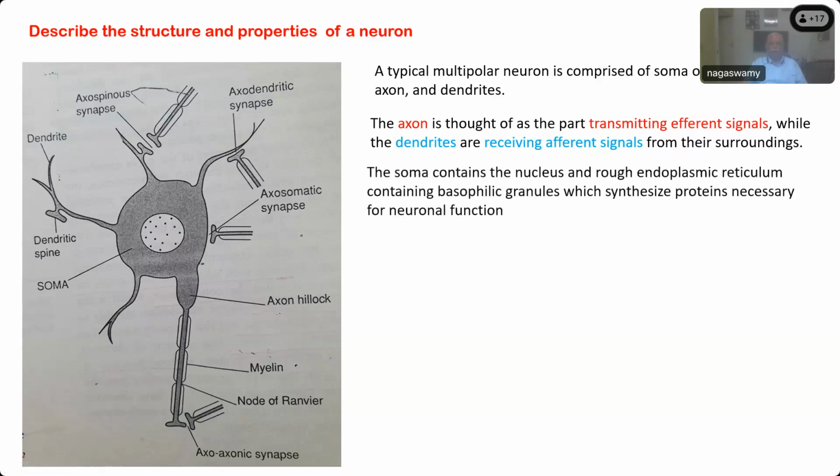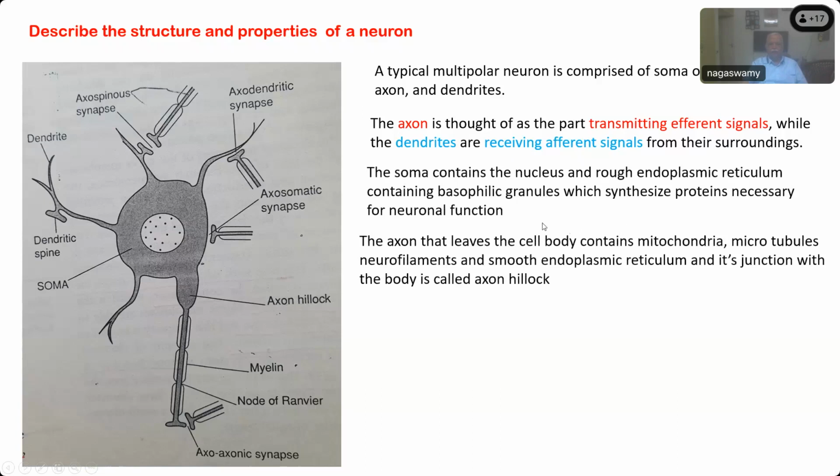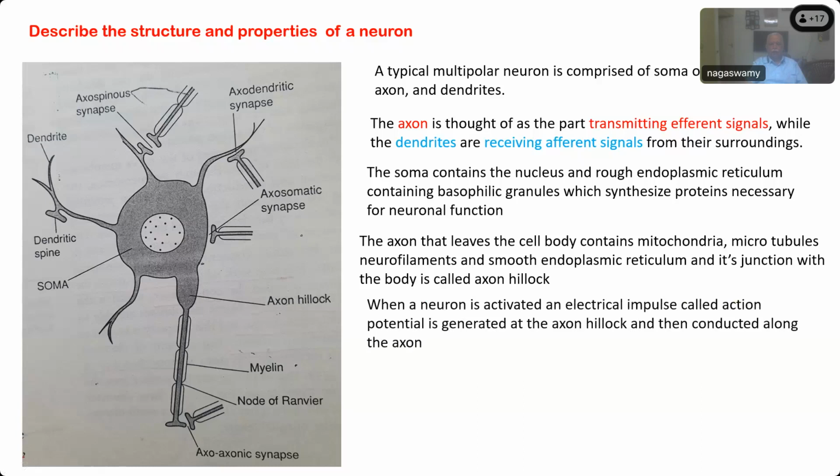And the soma contains the nucleus and a rough endoplasmic reticulum containing basophilic granules, which synthesize proteins necessary for neuronal function. The axon that leaves the cell body contains mitochondria, microtubules, neurofilaments, and smooth endoplasmic reticulum. Its junction with the body is called the axon hillock. You will shortly know why I have given importance to this axon hillock. When a neuron is activated, an electrical impulse called the action potential is generated at the axon hillock only, and conducted along the axon.